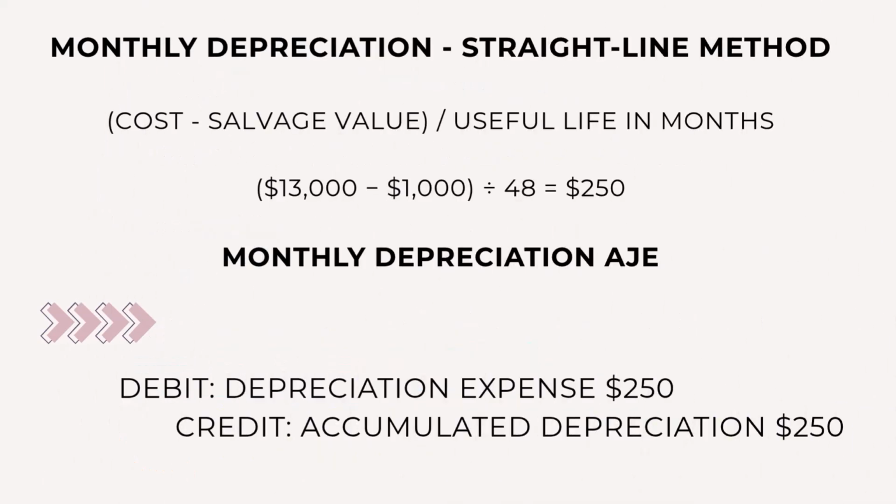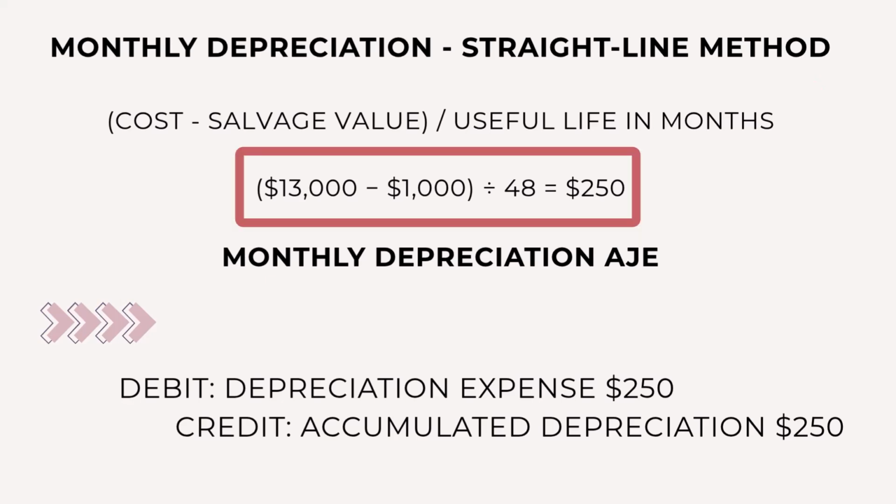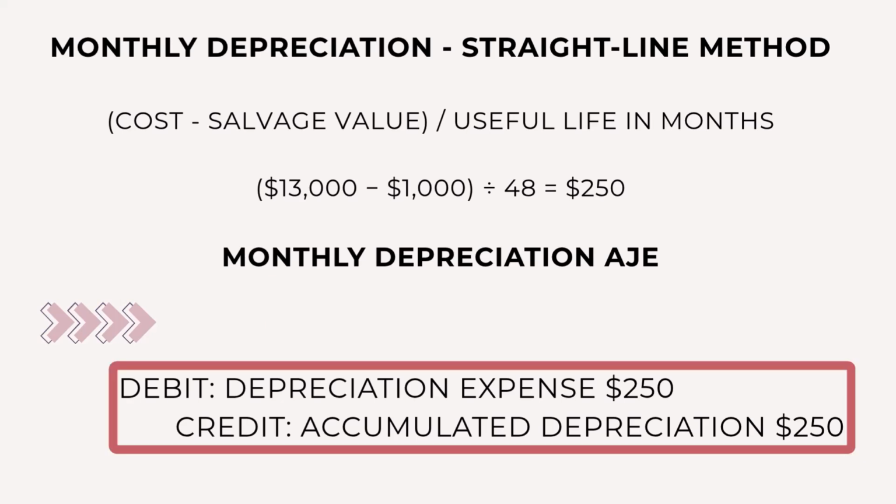To calculate monthly depreciation using the straight line method, subtract the salvage value from the asset's cost and divide the result by the asset's useful life in months. $13,000 minus $1,000 divided by 48 months equals $250 of depreciation every month. So each month you will record the following adjusting journal entry. You will debit depreciation expense for $250 and you would credit accumulated depreciation for $250.